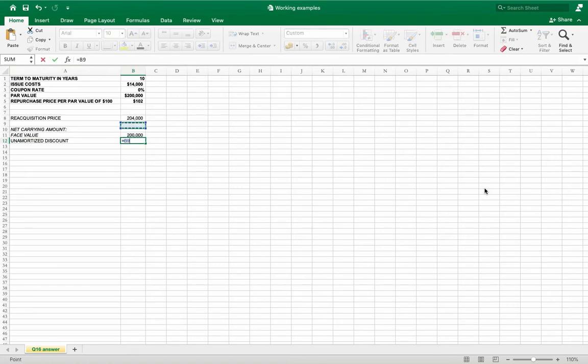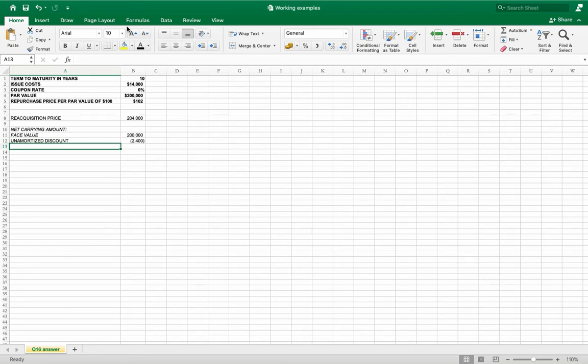So 2% of $200,000, okay, 2% multiply by 6 out of 10. Why 6? Because there are 6 years remaining. We consumed up 4 years of amount, but the remaining amount is unamortized. So that means the unamortized amount, I should show it as a negative figure. Unamortized discount amount is $2,400.